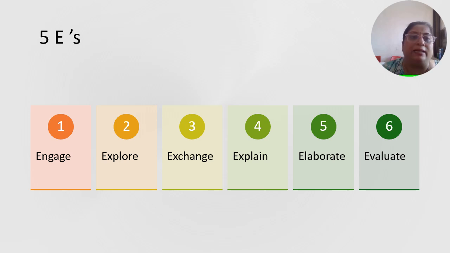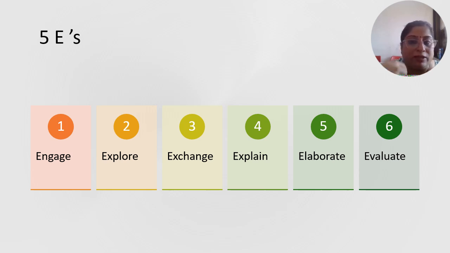Here we understand the 5 E's: engaging, exploring, exchanging, explaining, elaborating, and evaluating. You're engaging the student all the time. You're giving them a topic, and you are involving them in certain activities. So they're getting engaged, their mind is diverted to that particular thing, and you're keeping them engaged.